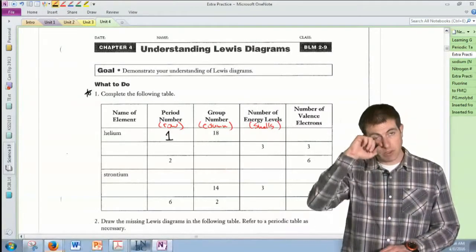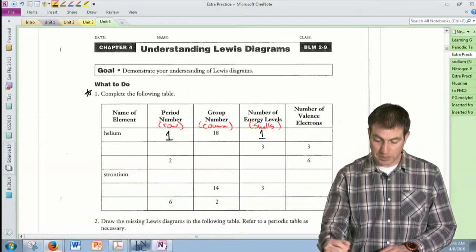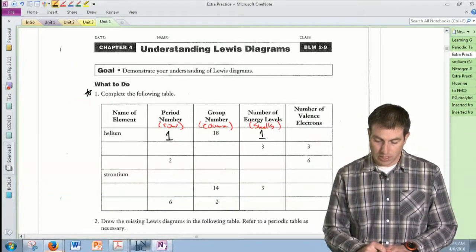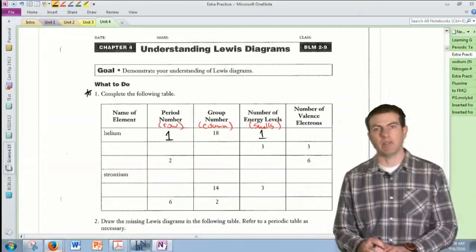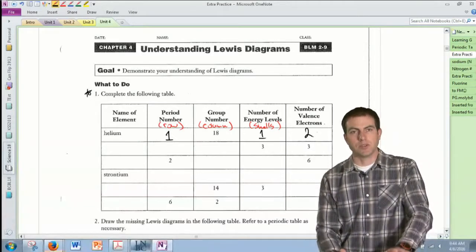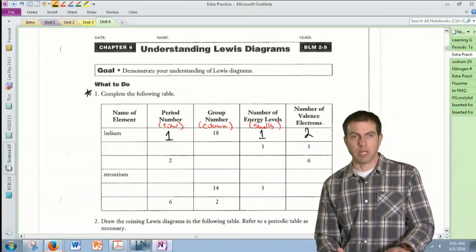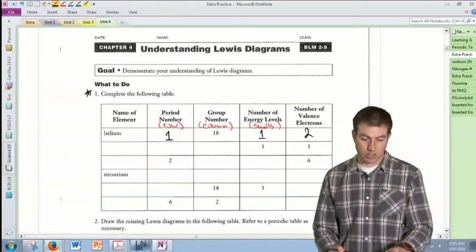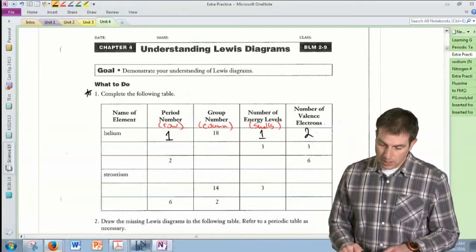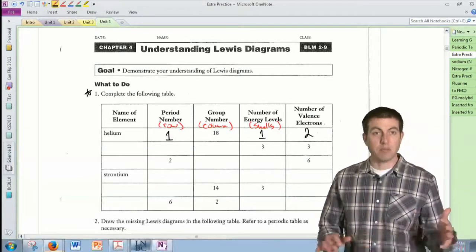How many energy levels does it have? Well, if it's in the first row, it has 1 shell, and that shell can hold a maximum of 2 electrons. And how many electrons does helium have in its outer shell? It has 2. Helium's one of the exceptions to the rule, so the rules don't apply to helium. It's just something you need to think about, but it's small enough that you don't have to worry about it.